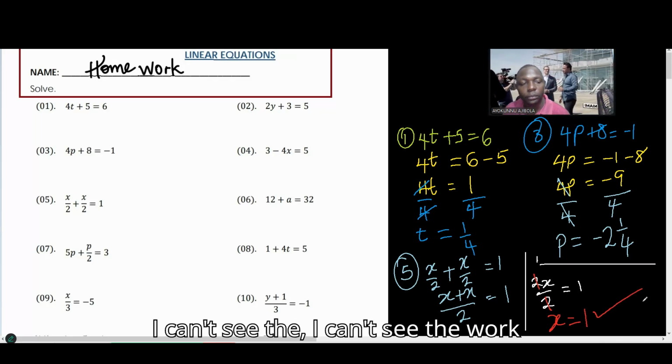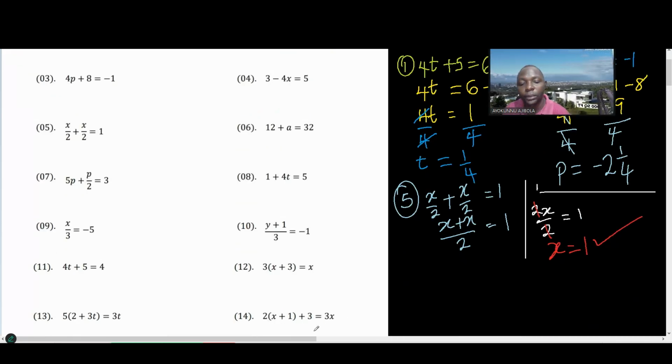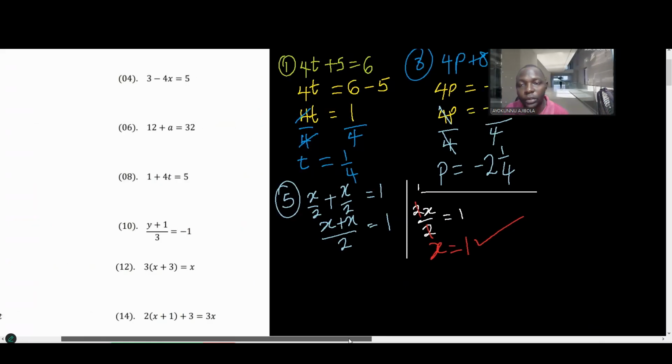I can see the work you're doing. Can you see this one now? Not well. Can you see it now?